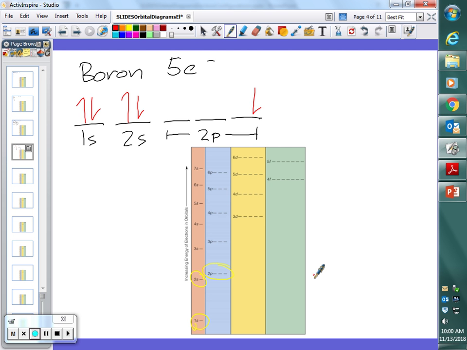Okay? Now, like I said, for the most part, you're going to see that single electron drawn upwards in the orbital to the farthest left, but quite honestly, any one of those would be fine. Okay?